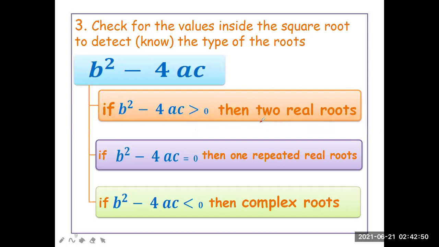If this part is greater than 0, we know that we have two real roots. If this part is equal to 0, we have only one repeated root. That means, for example, x1 and x2 equal negative 2. If b squared minus 4ac, the part under the square root, is less than 0, that means there is a negative under the square root. We have an imaginary or complex root.